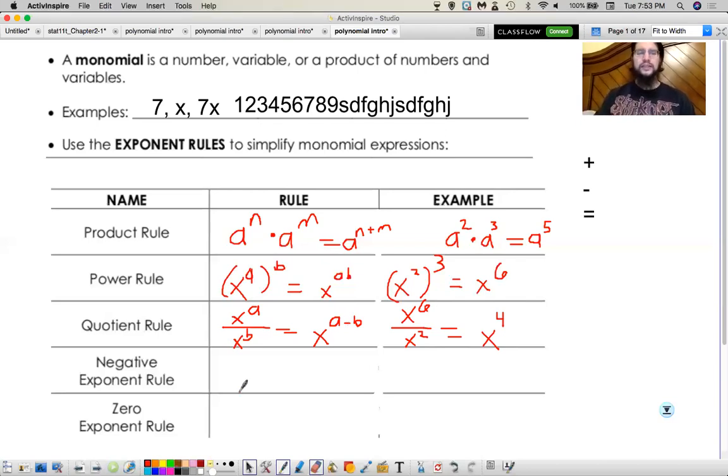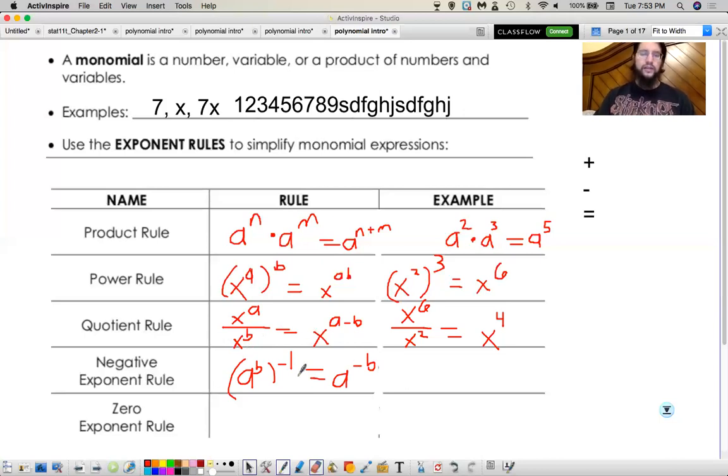Now, there's a couple ways you can see a negative exponent. Let's say we have a to the b power raised to negative 1. That would be the same as having a to the negative b power. Now, it doesn't matter what your base is. It could be x, a, z, y, whatever. I'm just using random things here.